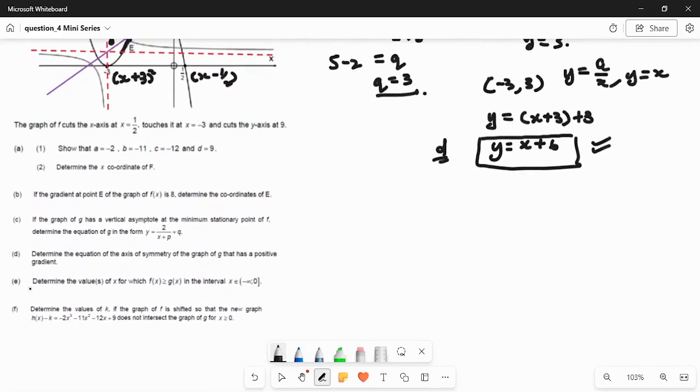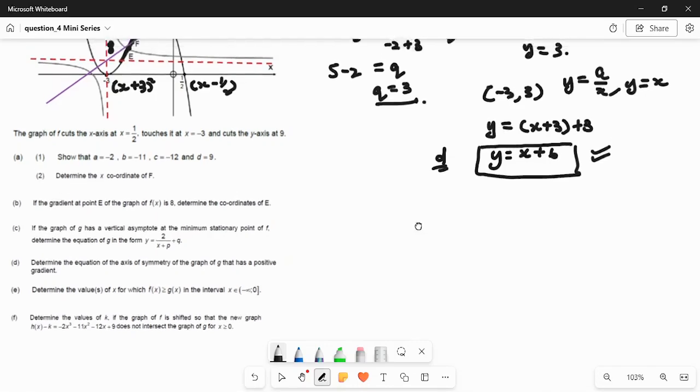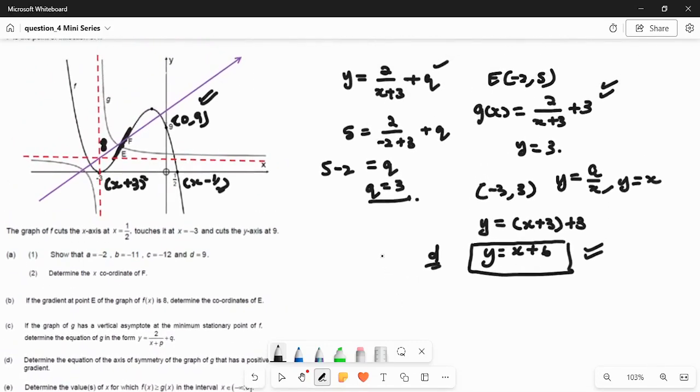And then question number E. Determine the values of x for which f of x is greater than or equal to g of x in the interval where x is an element from -infinity up until 0, and 0 is included. Okay, meaning on the left side of our Cartesian plane, right? We need to find where our function f is greater than g.